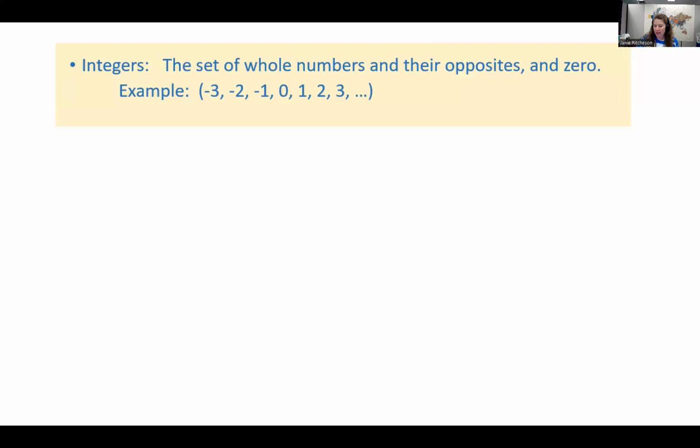Hello, we are starting a brand new unit. So like most units, you sometimes have to learn new vocabulary. The first vocabulary term I want to go over with you is the word integers.